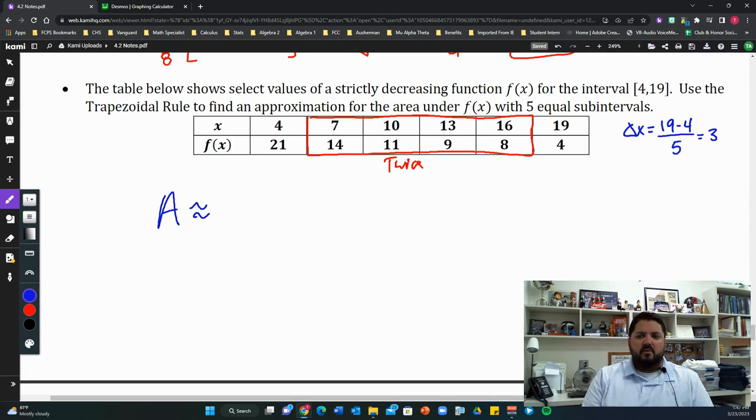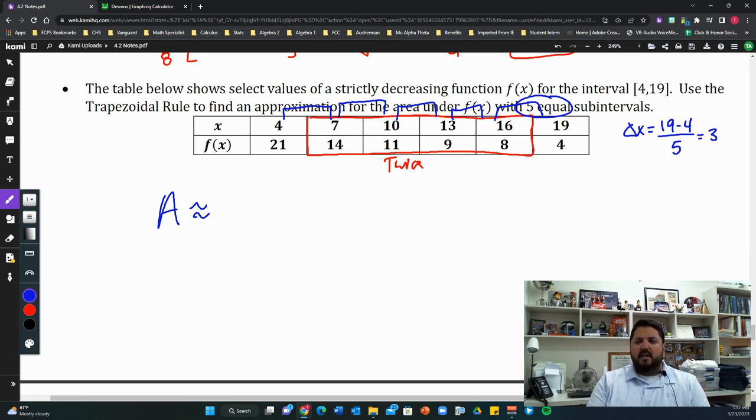Some of you may be wondering, well, if it's 5 equal subintervals, why do we have 6 numbers? Well, remember, one subinterval is from the first guy to the second, second to the third, third to the fourth, and so on. So if it is 5 equal subintervals, you need to have 6 points. Just like with all these other ones, when we make our list of x values, there's always going to be one more than the number of subintervals that we end up using.